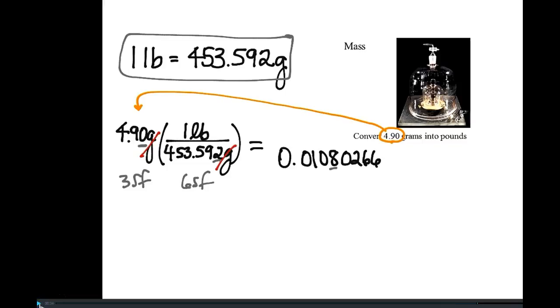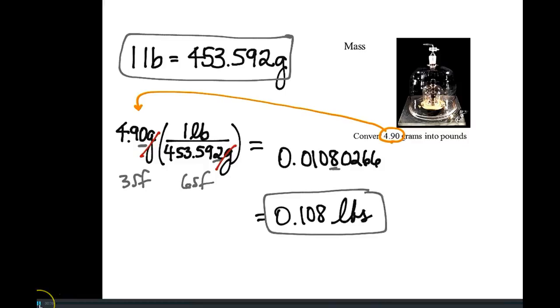Now if we think about significant figures, there are 3 significant figures in that number that's given. There are 6 significant figures in the conversion. The 1 pound is an exact number. So that means that our number is going to reduce to 3 significant digits, which means that 8 that I underlined is the least significant digit. So we're going to round it to that. And that is our answer.